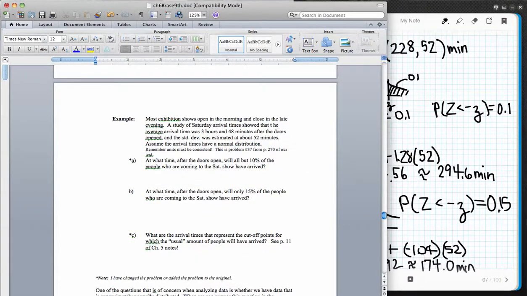All right, now part C says what is the arrival time that represents the cutoff points for which the unusual amount or usual amount of people arrived. Okay, well, usual, remember, is standing for the two standard deviations. So 2 standard deviations, it would be very easy to find out what 2 standard deviations out are. We just multiply 2 times this and add it to this and subtract it from that, and that'll be the answer to that. So that's not inverse normal.